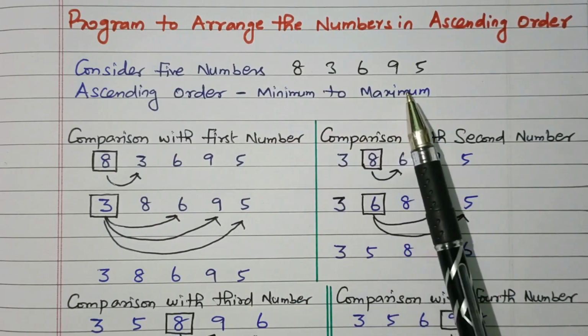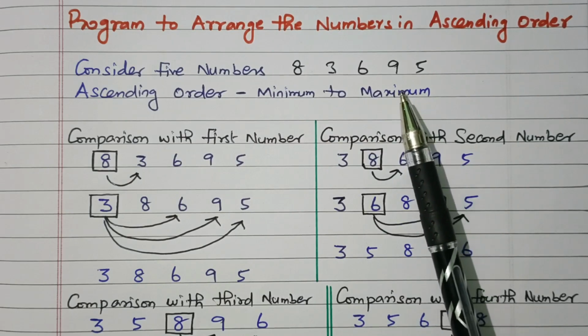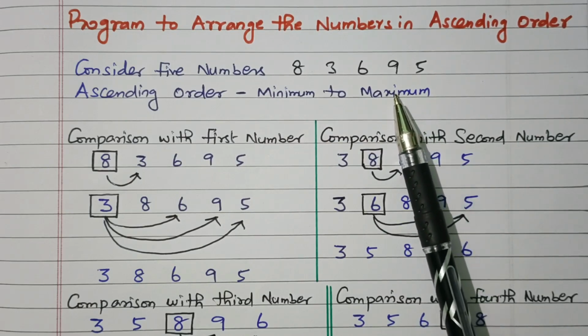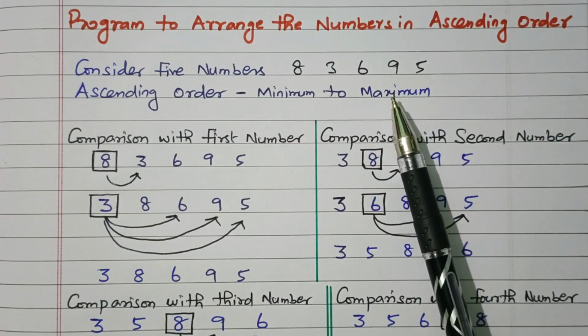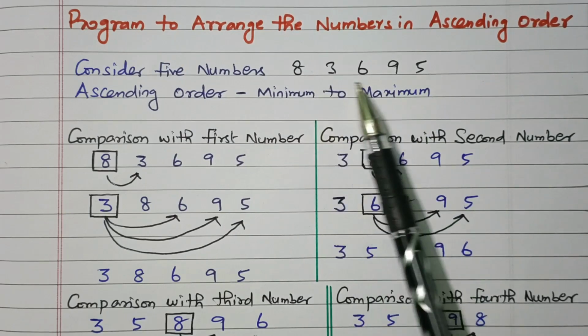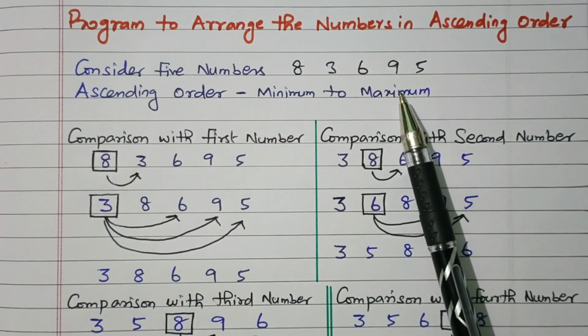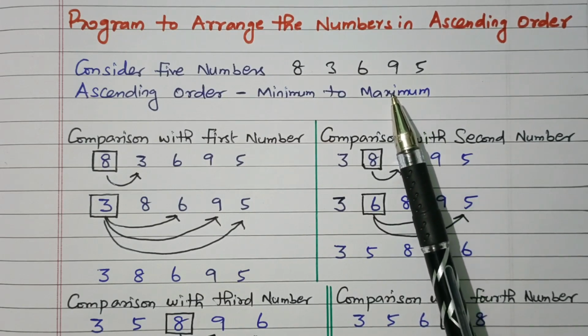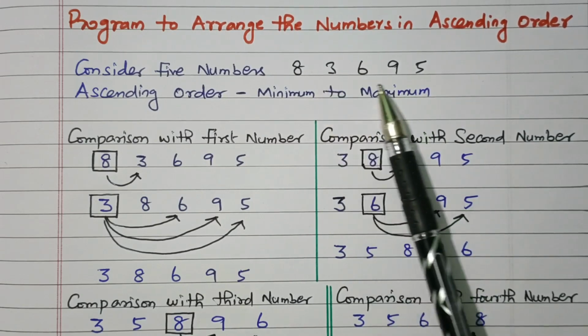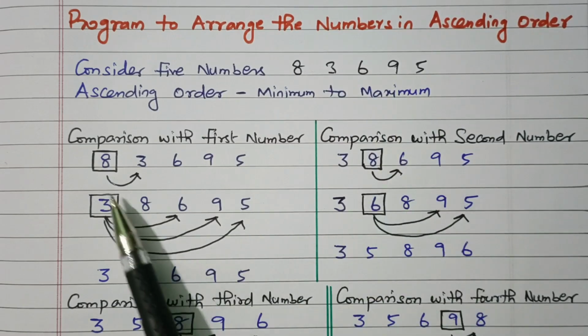So for a set of numbers, we need to use an array. An array is a set of elements of the same data type. So we can use a single dimensional array to store these 5 numbers. Then we can arrange the numbers in order, right? What is the procedure to arrange the numbers? What is the logic in that?